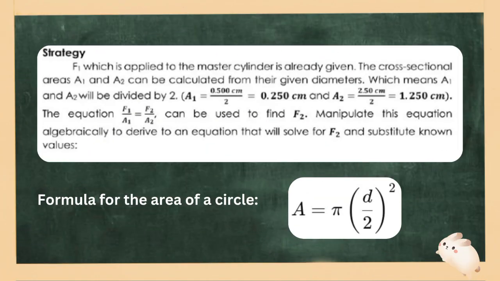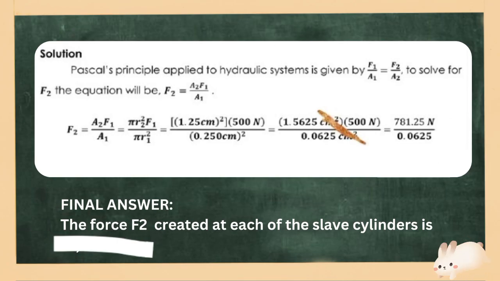So, F1, which is applied to the master cylinder, is already given. The cross-sectional areas A1 and A2 can be calculated from their given diameters, which means the diameters will be divided by 2. Now note the formula given for the area of a circle. After substituting, A1 equals 0.250 centimeters, and A2 equals 1.250 centimeters. Now after solving for the area of a circle, let's move on to the solution.